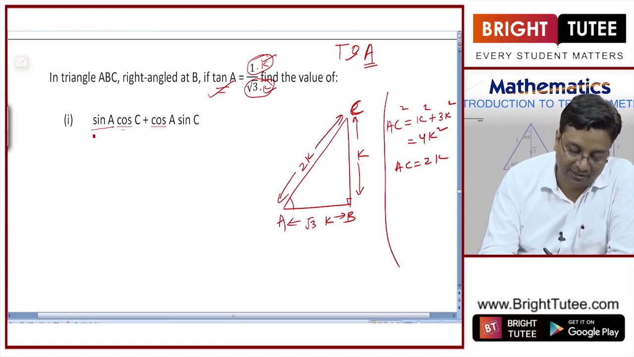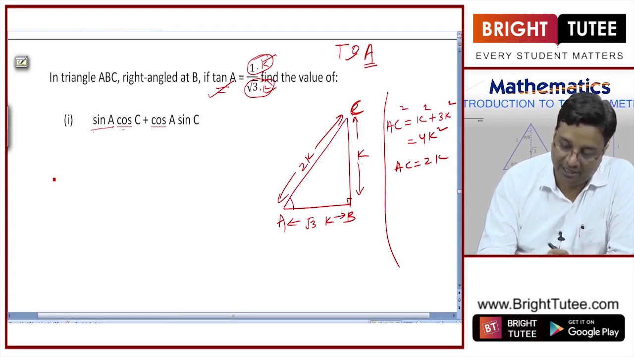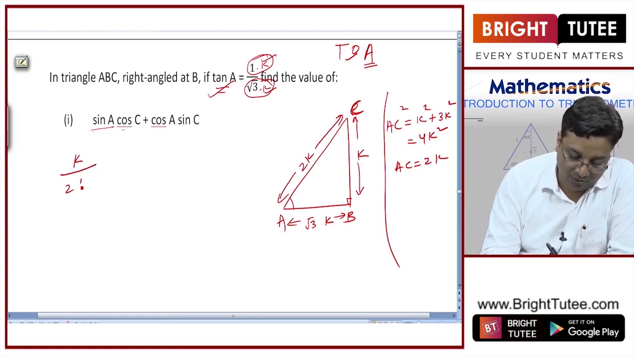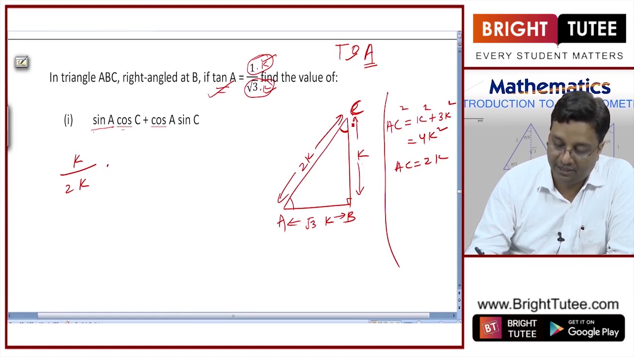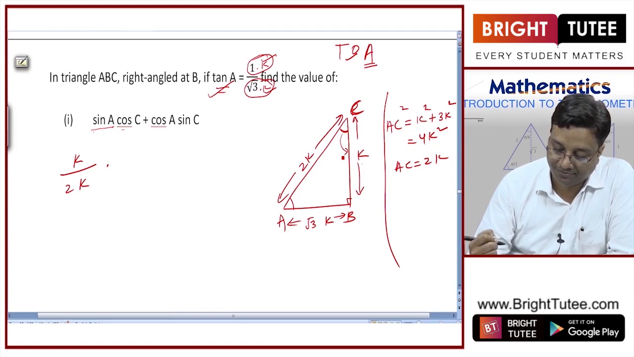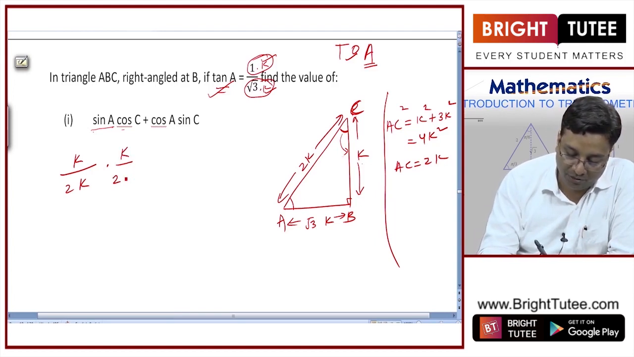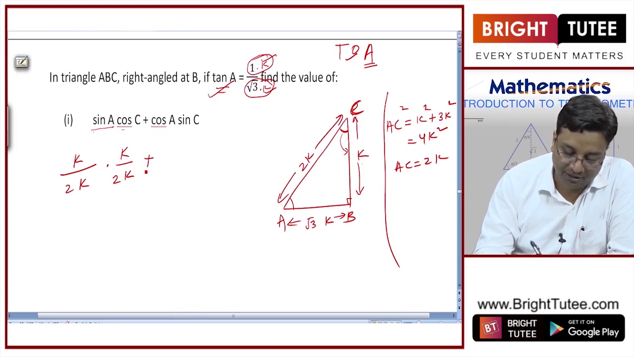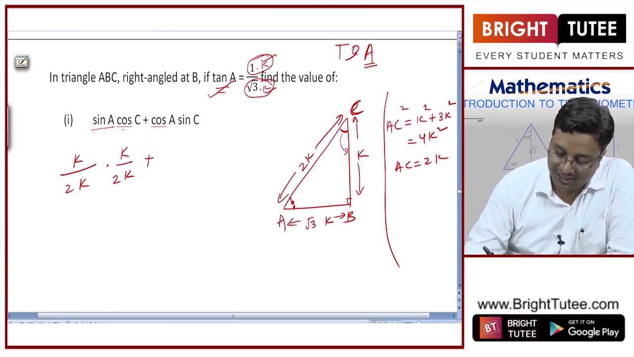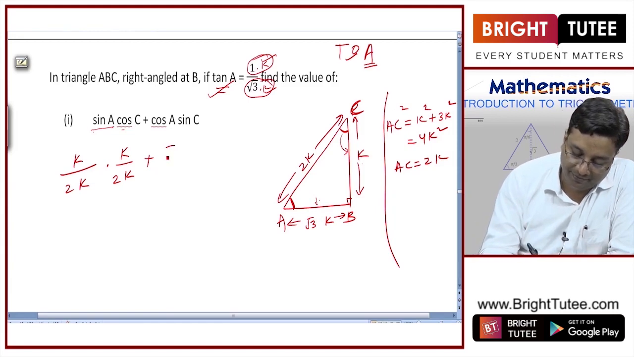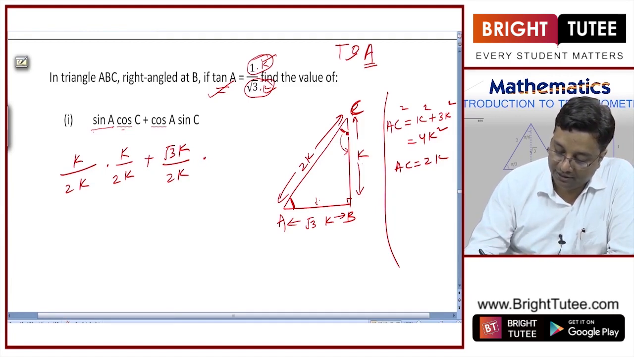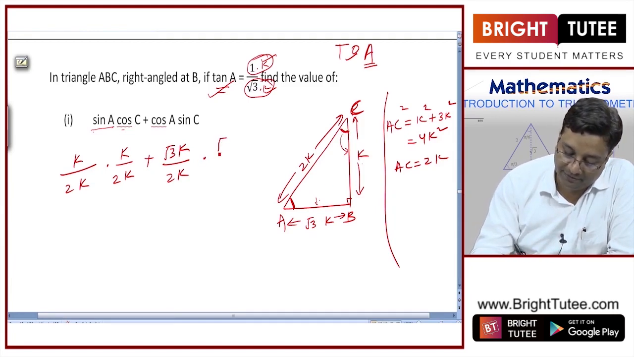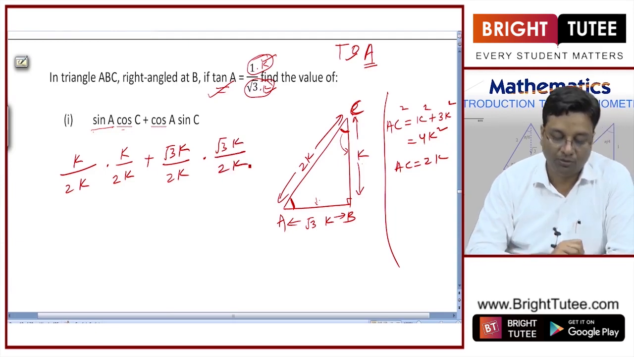Now I can write sine of A. Sine is opposite by hypotenuse. So k by 2k into cos C. This angle is C. Cos is adjacent upon hypotenuse. What is adjacent to C? This one. K upon 2K. Plus cos of A. What is adjacent of A? This root 3K, upon hypotenuse, which is 2K, into sine of C. What is opposite of C? Root 3K upon hypotenuse, which is 2K.